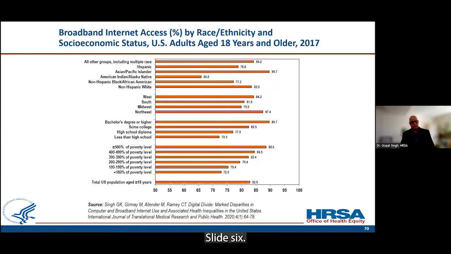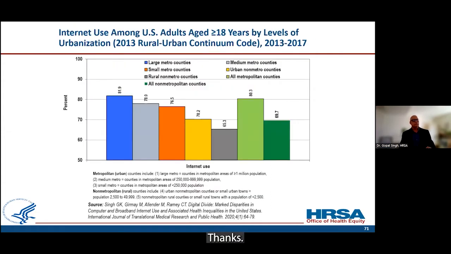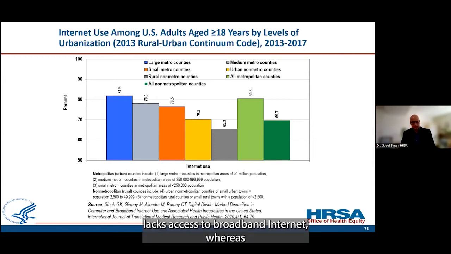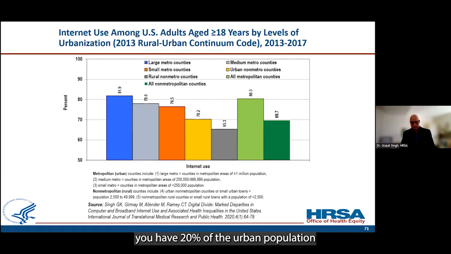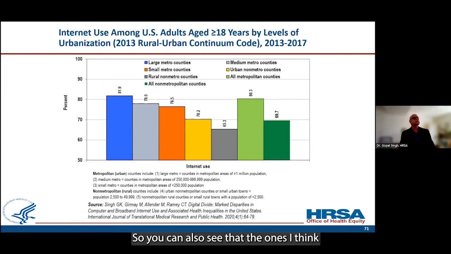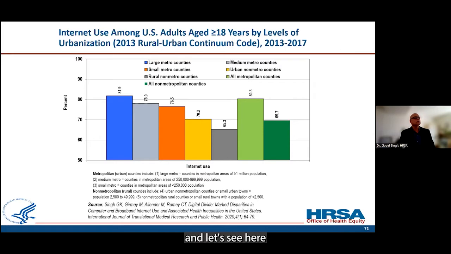The rural-urban divide in broadband access is quite marked. More than 30% of the rural population lacks access to broadband internet, whereas 20% of the urban population lacks broadband internet access. In the small rural towns, over 35% of the people lack broadband access.